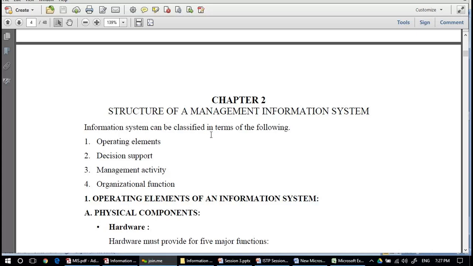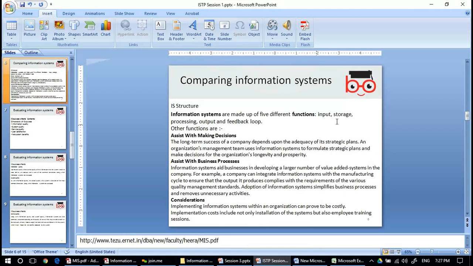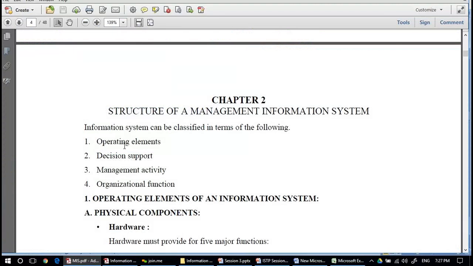Systems can be classified according to operating elements, decision support, management activity, and operational functions. So the core classification of the information systems can be according to input, output, processing outputs, as well as which operating elements are used in the system. Is it used according to the decision support, or management activity, or organizational function?